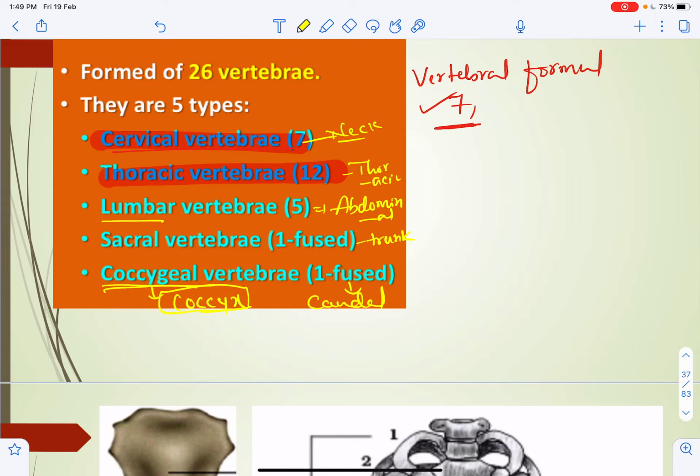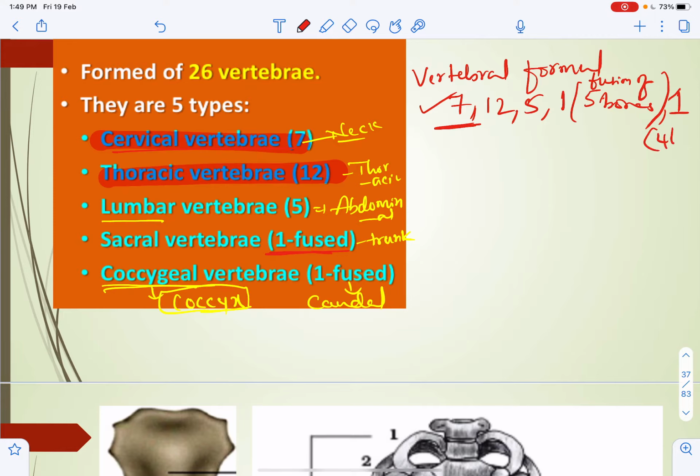So in adults, here you can say 7 cervical vertebrae, 12 thoracic vertebrae, 5 lumbar vertebrae, and 1 sacral vertebra, that is formed by the fusion of 5 bones. And one more, that is the last one, coccyx, that is formed by the fusion of 4 bones. Hence we can say this is in adults.